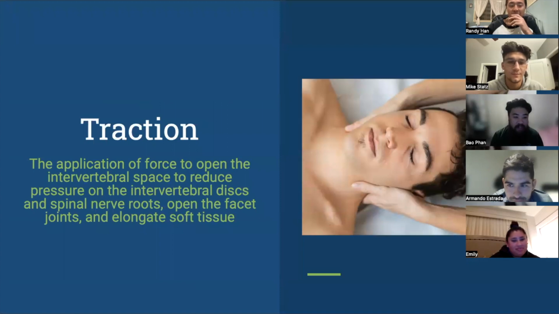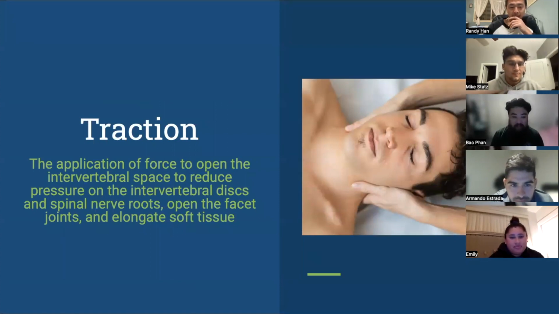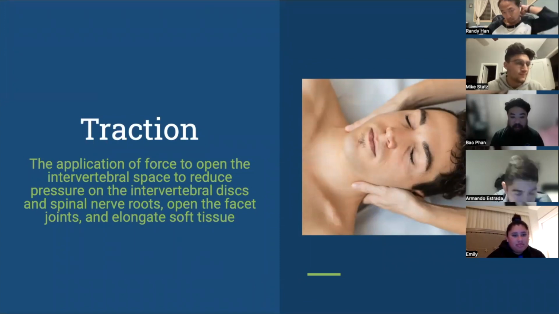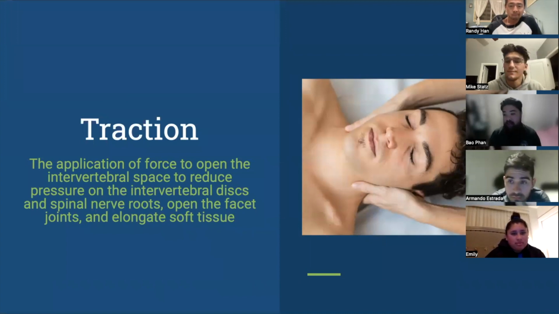Traction is the application of force. The goal is to open up the intervertebral space. We're going to reduce the pressure on the disc and the spinal nerve roots. We are trying to open up the facet joints, and we want to elongate soft tissue.